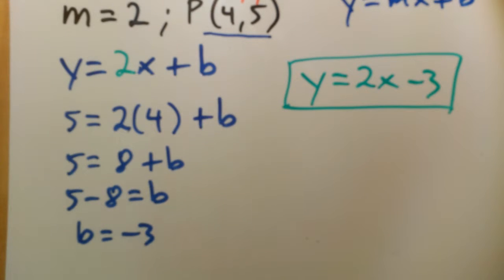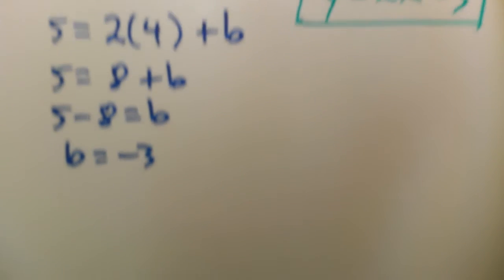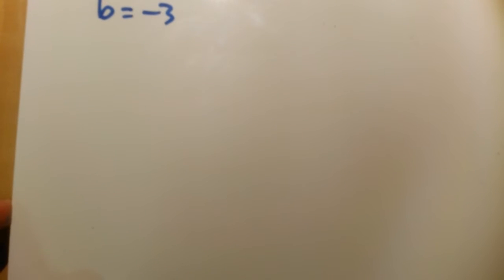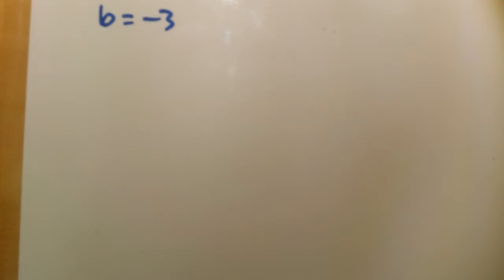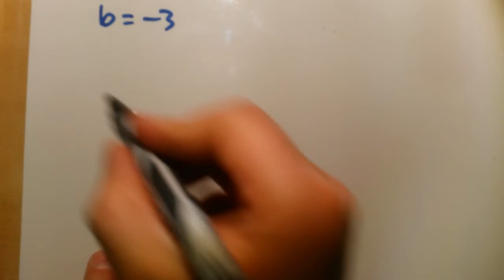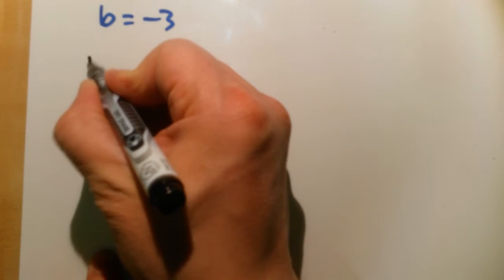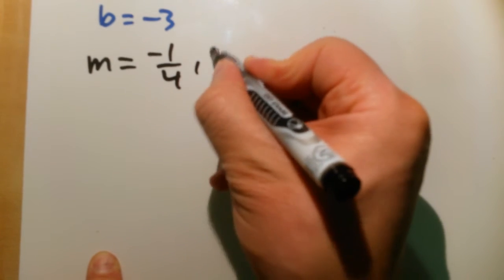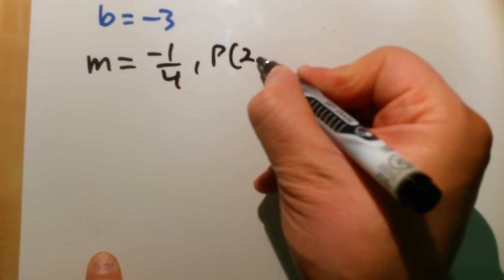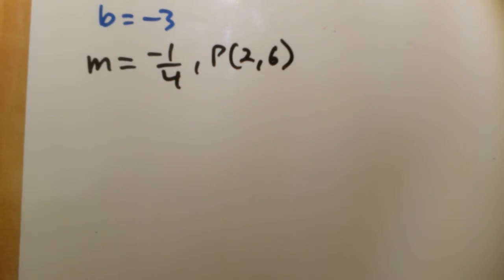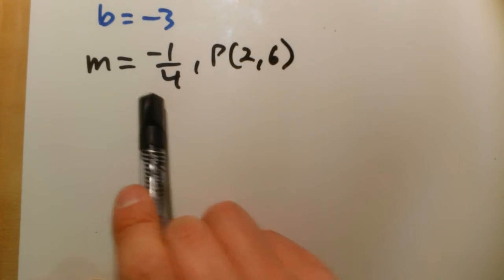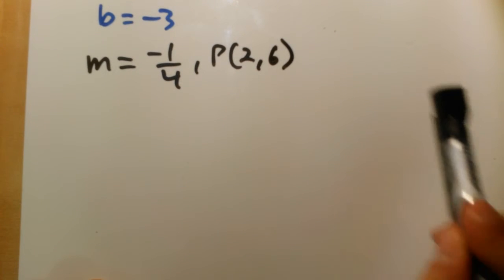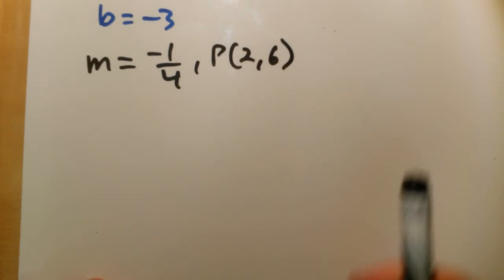Let's look at another example here. Same idea. Let's say they were giving us, find the equation of a line that has a slope of -1/4 and passes through the point (2, 6). Once again, we know that this line has a negative slope, so we expect the line to be decreasing as we move to the right. You can do a rough sketch if you like. I'm just going to go ahead and start developing the solution for this.